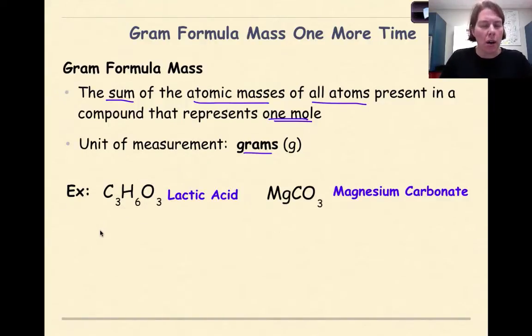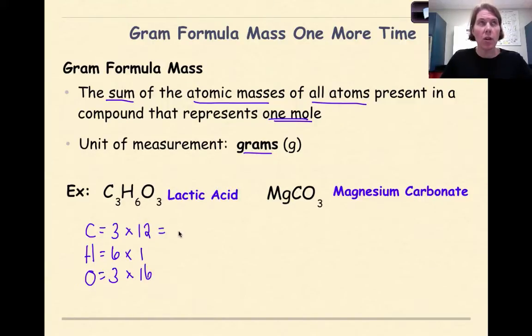C3H6O3. Alright, so let's put carbon, hydrogen, and oxygen. And if we look at our subscripts here, there's 3 carbons, there's 6 hydrogens, and 3 oxygens. Then I'm going to put multiplication signs, and then I'm going to put the atomic masses for each one of these elements. So 12, 1, and 16. 3 times 12 is 36. 6 times 1 is 6, and 3 times 16 is 48. If I add these all together, I get 90 grams per 1 mole.